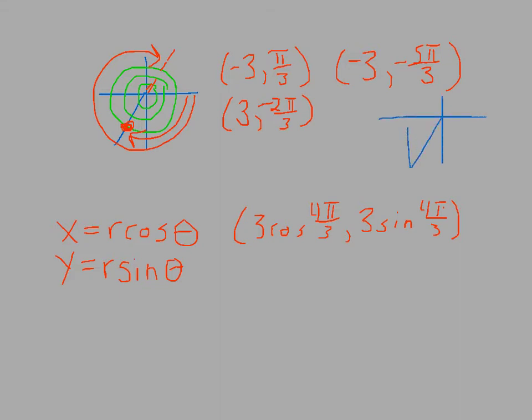And we know that 4 pi over 3 is a 60-degree reference angle. And our sides will be negative root 3, negative 1, and 2. So the cosine of 4 pi over 3 is negative 1/2. So we have negative 3/2 when we multiply it by 3. And the sine is negative root 3 over 2. So we'll have negative 3 root 3 over 2.